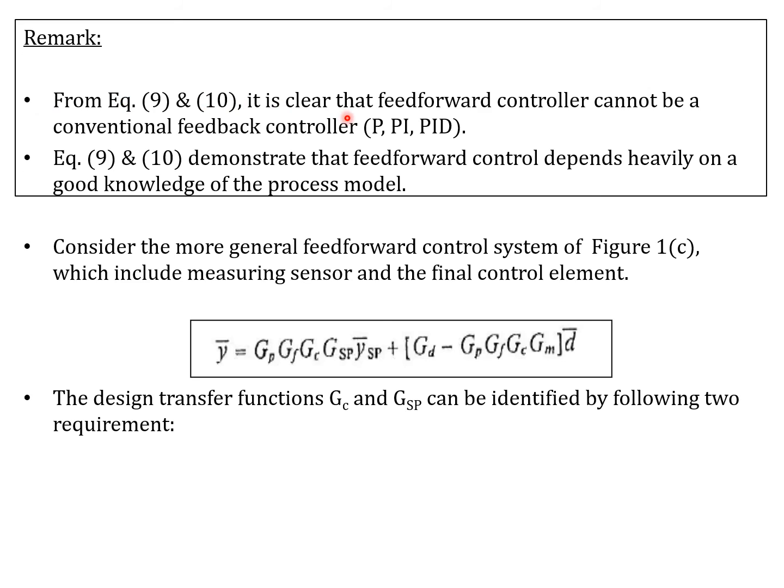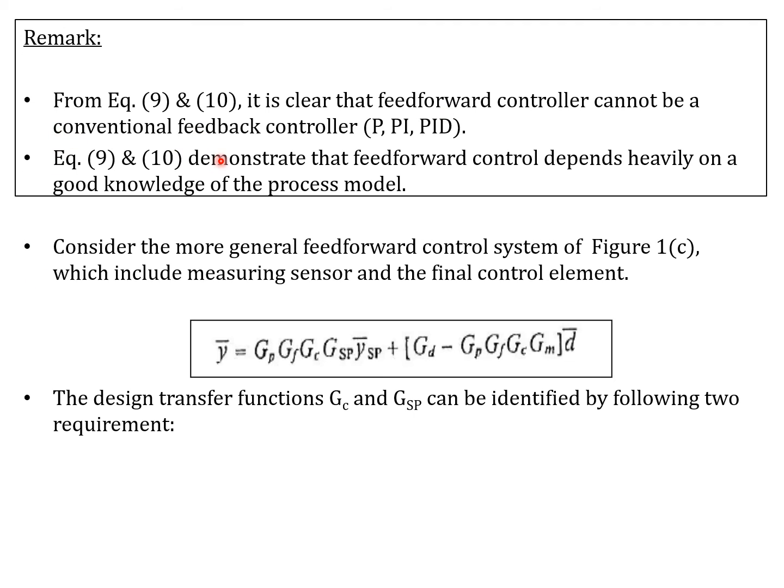And for equations 9 and 10, it's clear that feed-forward control cannot be a conventional feedback controller because it's based on the model. So it's not a PID. It's not a conventional feedback controller. So that's where we have the advanced part. This is advanced control, but it's not the same as the conventional. It's a different type of controller. But the loop, as you will see later, is a mixture of both and very close to the conventional process control system you have seen before.